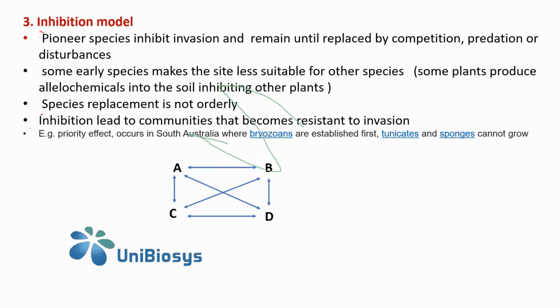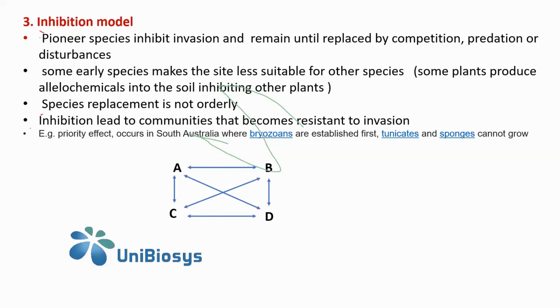Inhibition can happen by competition, predation, or whatever else they do, somehow they will inhibit the entry of other species. That is the inhibition model. So one method is that chemicals called allelochemicals are released from the roots or stems of some of these plants and inhibit the growth of other plants next to them. So no other plants can grow in that area. They can inhibit, or they can compete, or they can do predation.